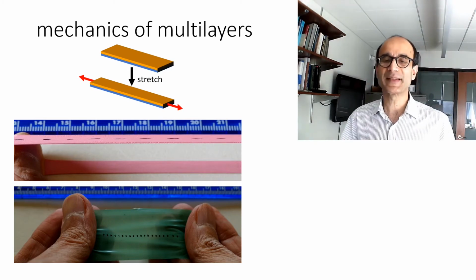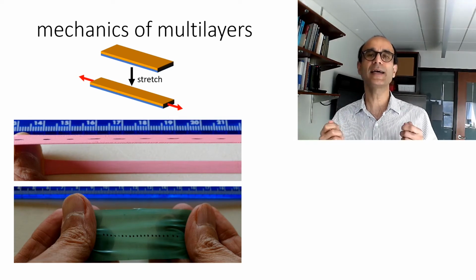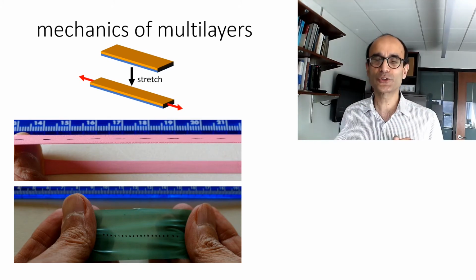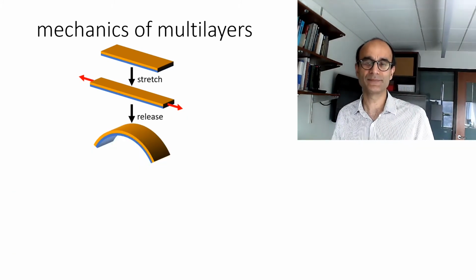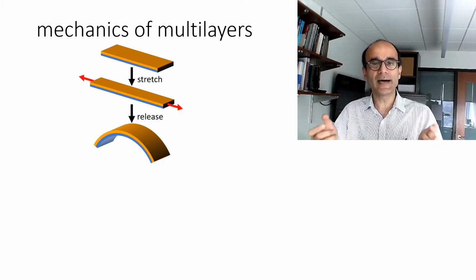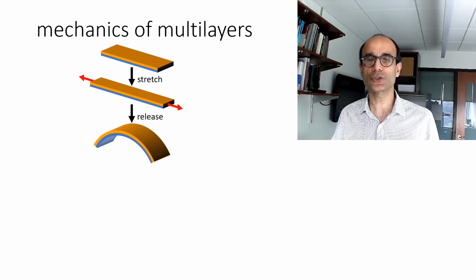So what do you think will happen if I stretch and release a composite? Somehow we have to reconcile a plastic that wants to stay long with a rubber that wants to shrink. So what should happen? What should happen is that the composite will bend in an arch shape because that's how you reconcile something that is longer with something that is shorter.